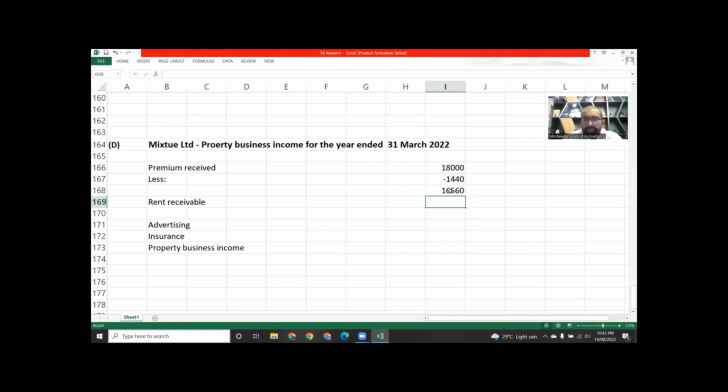This is your taxable premium, the first thing. Now, how many rents do we have to take? Go and check the question. How many rents are to be included? Let me show you how many rents are relevant.